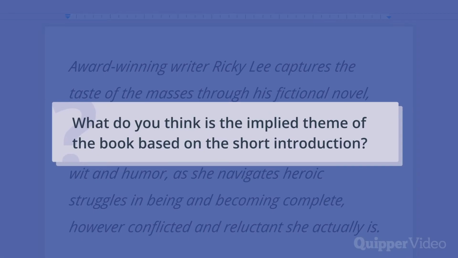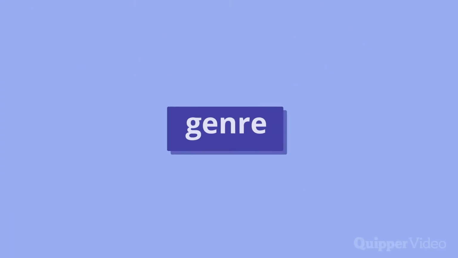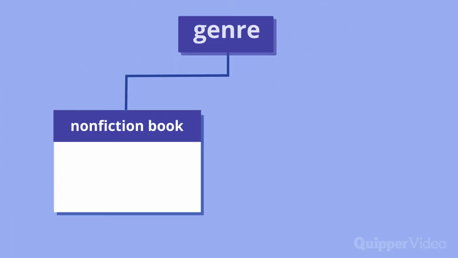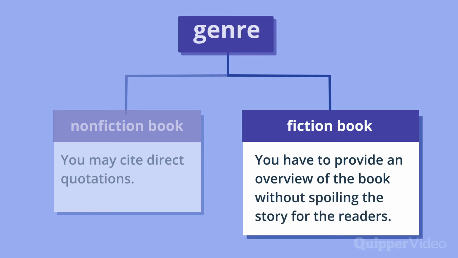What do you think is the implied theme of the book based on the short introduction? The next part is the summary, which depends on the book's genre. If you will write a review of a nonfiction book, you may cite direct quotations from it to give a brief background of the material. But if you will write a review for a fiction book, you have to provide an overview of the book without spoiling the story for the readers by providing a very detailed account.